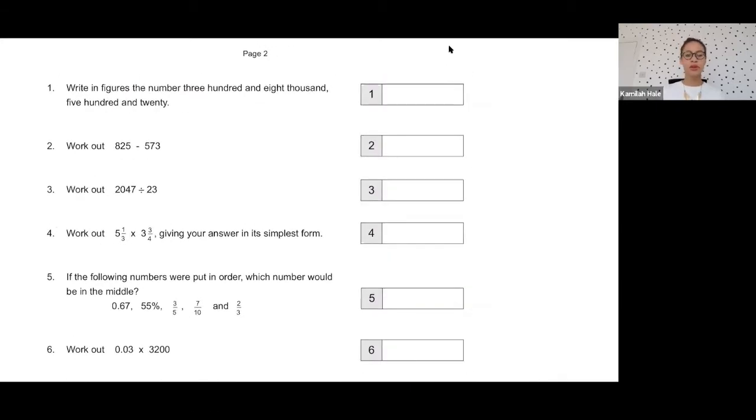I think I'll pause the recording for those watching at home. You can pause the video, work those 3 out, and then press play for the explanations.